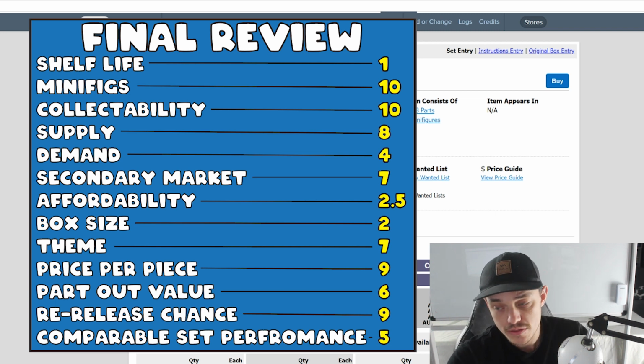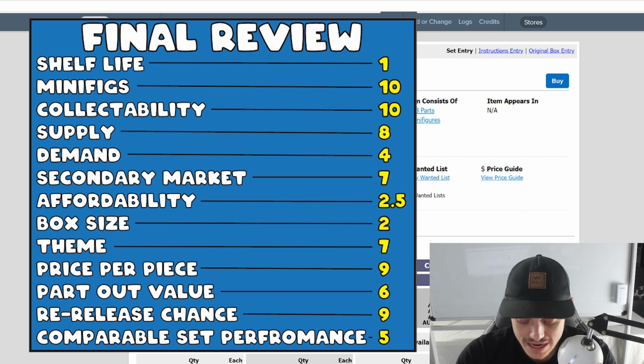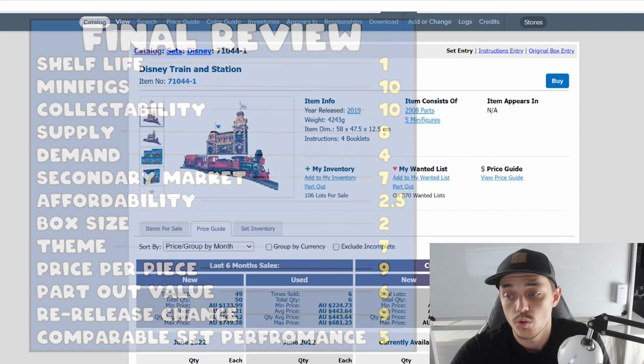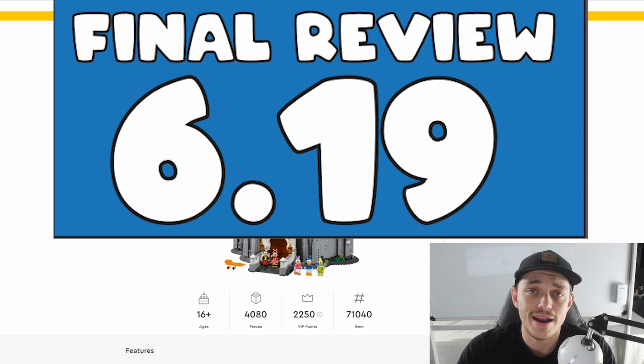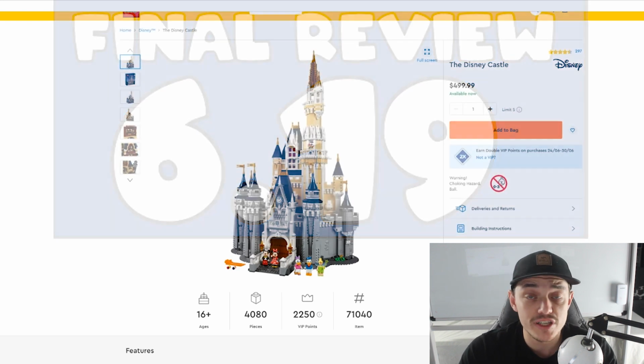The theme Disney itself was a 7 out of 10. The price per piece was 9 out of 10, the part-out value was a 6 out of 10, the chance of a re-release was 9 out of 10, and the comparable set performance was a 5 out of 10. So that brings it to an average score of 6.19 out of 10. So, not the best, but it's definitely not the worst.